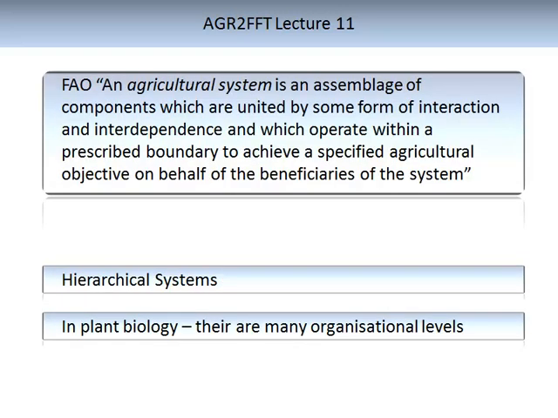And in the FAO resource, an agricultural system is an assembly of components which are united by some form of interaction and interdependence, and which operate within a prescribed boundary to achieve a specific agricultural objective on behalf of the benefits of the system. This statement is quite long and may not make sense at first, but what it is defining is hierarchical systems. Let's break it down into its simple components.